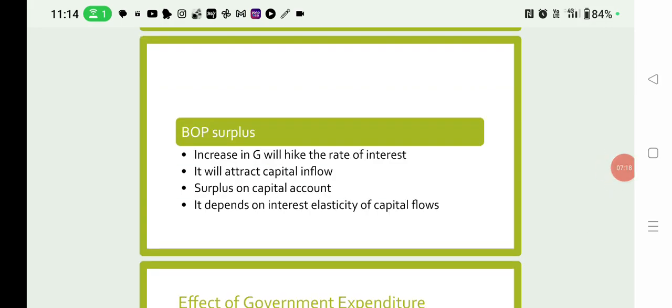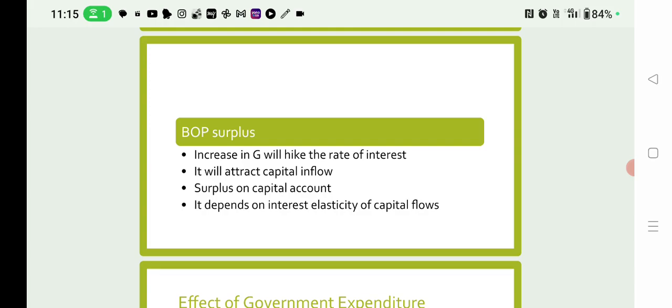So balance of payment surplus is also possible. That means the international receipts may exceed international payments in some situations. That situation will arise due to the impact of some shock or some changes in the economy.